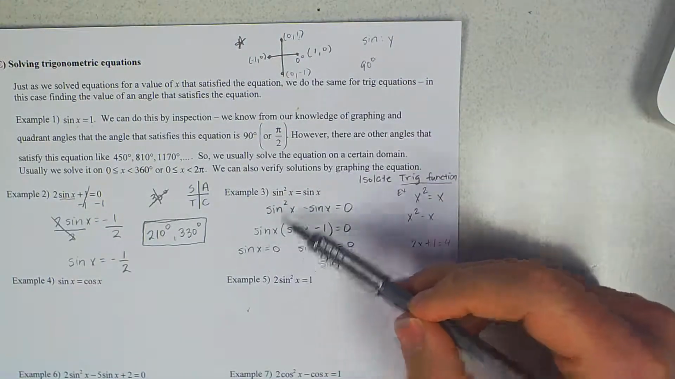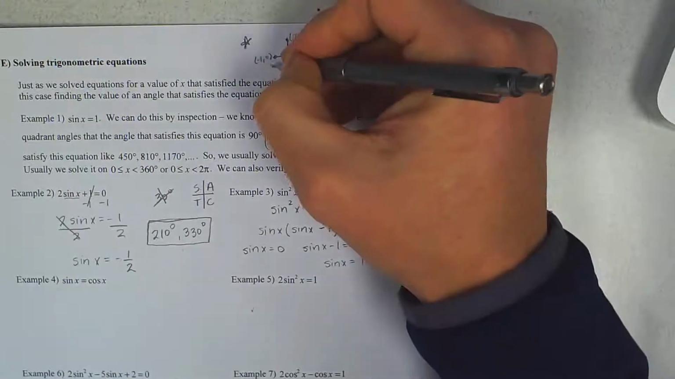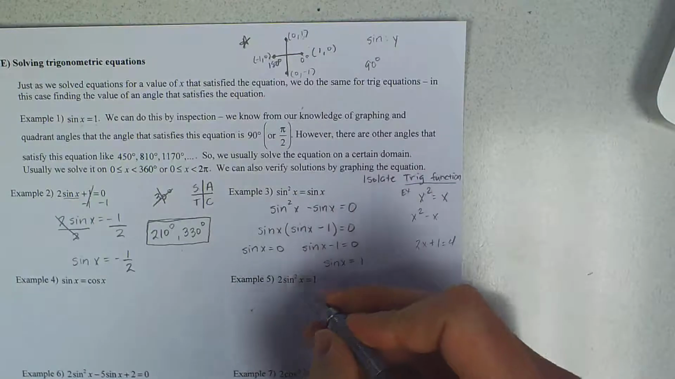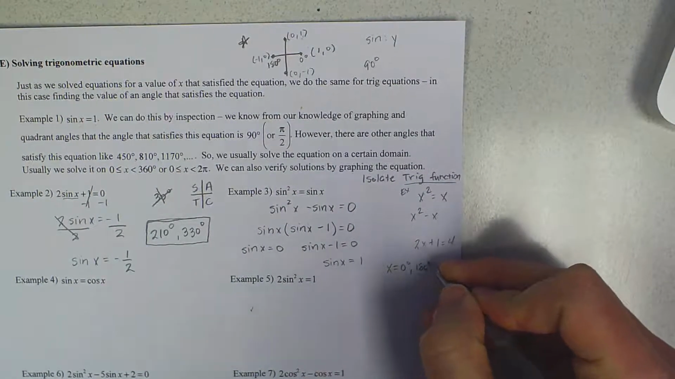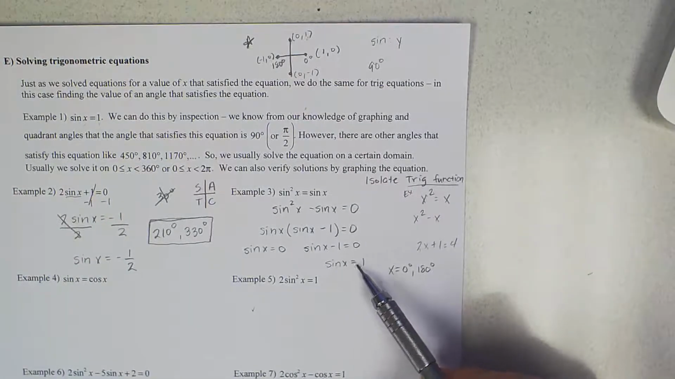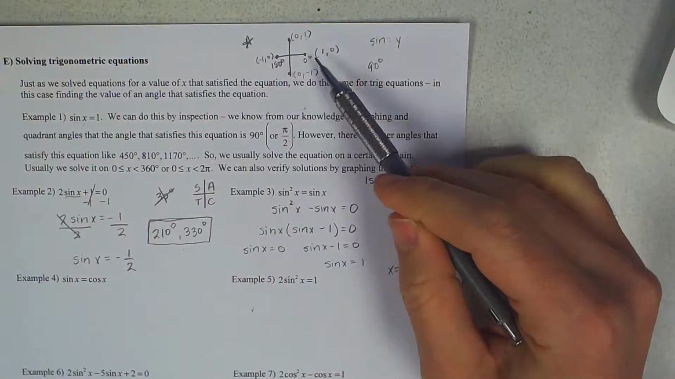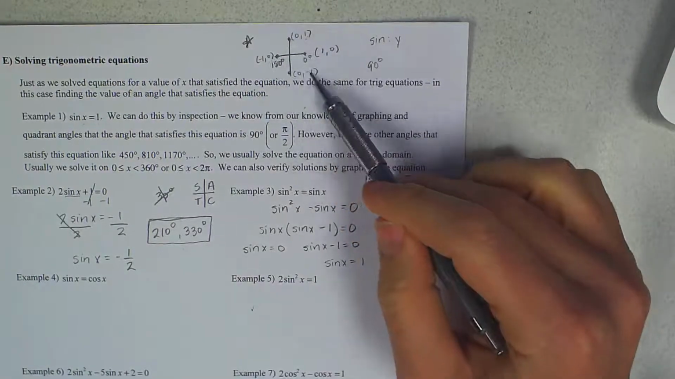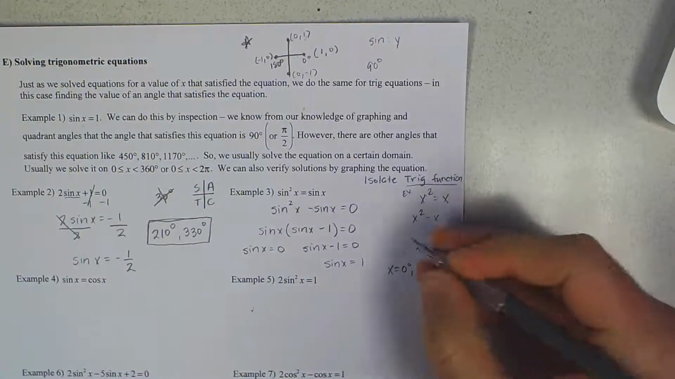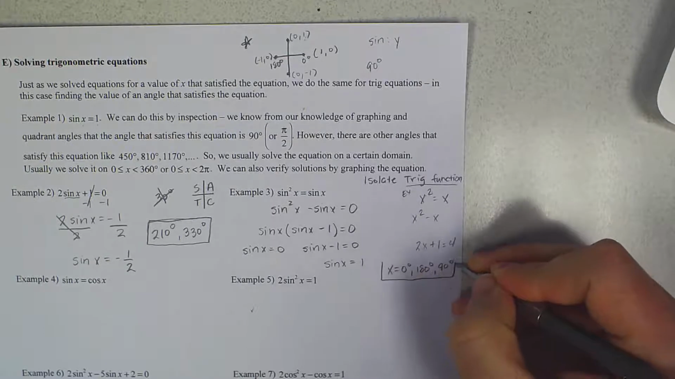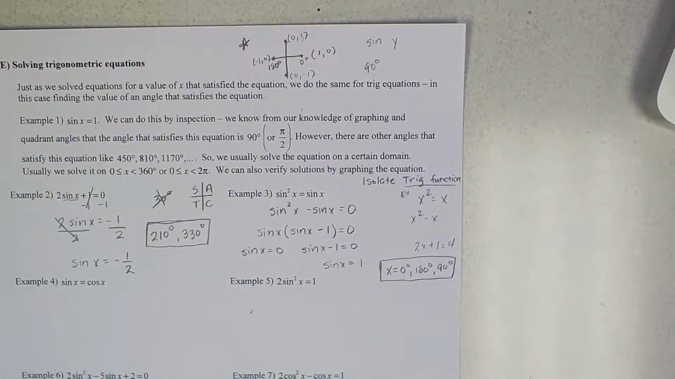So where is the y-coordinate equal to 0 here? At 0 and 180 degrees. So x here can be equal to 0, 180 degrees, and then you have to come over to this one. It's just like a factor. Where does sine x equal 1? Where does the y appear? Where's the y-coordinate 1? Well, it would be at 90. So that would be comma 90 degrees. And this right here would be our answer. x can be 0, 180, or 90.